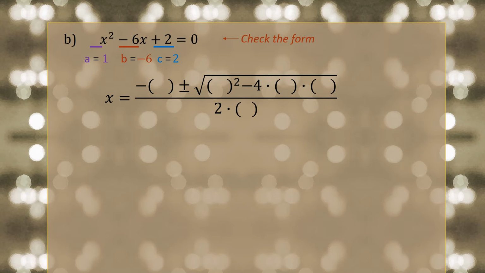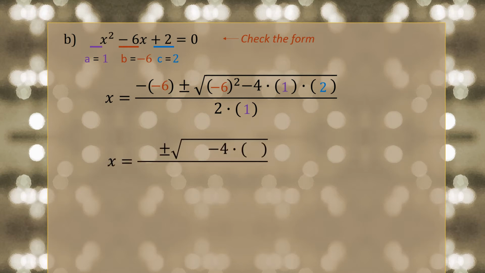Remember, you must use parentheses. So take a moment now to plug in your values. Okay, hopefully for your quadratic formula, you found a negative 6 plugged in first, then a negative 6, a 1, a 2, and a 1. Alright, so now that all the values are plugged in, let's simplify it bit by bit.